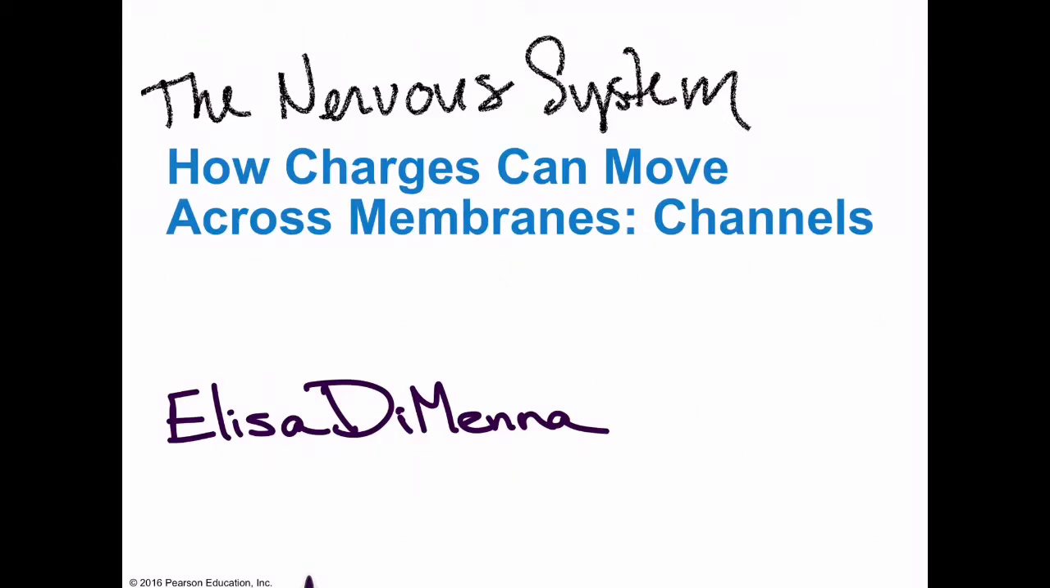Hey everyone, welcome back. So we are moving through the nervous system, and now we're going to talk about some more of the neurophysiology. This time we're going to talk about how charges can move across membranes, and they do it, here's a sneak hint, by channels. Spoiler.